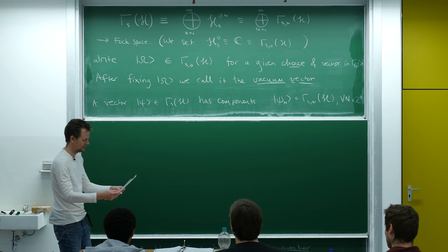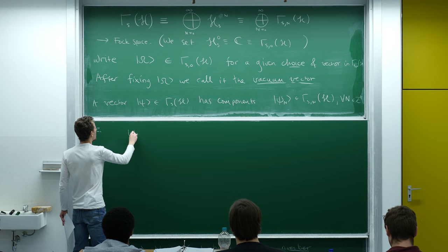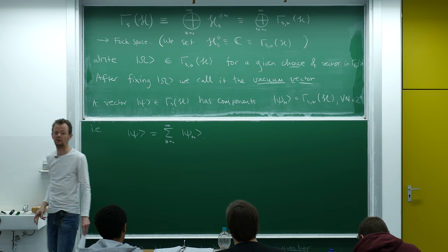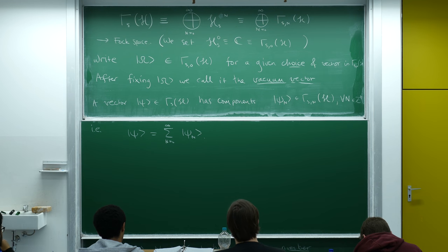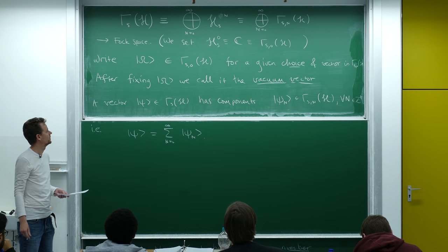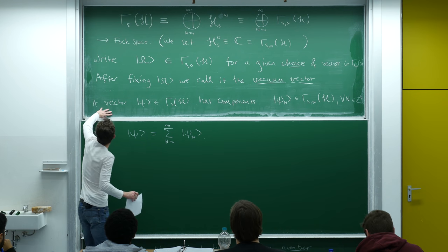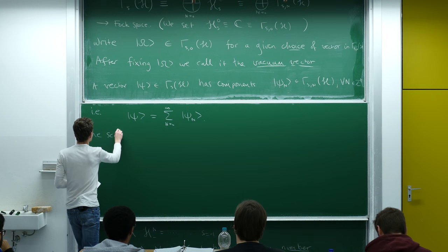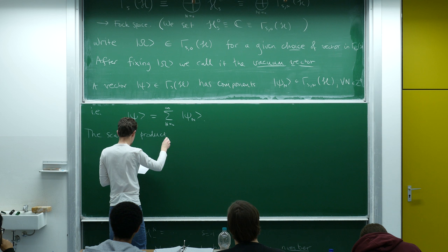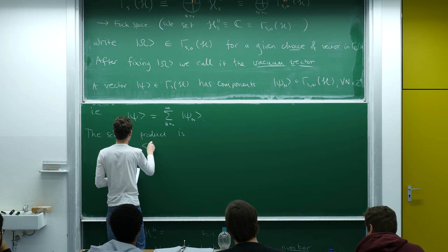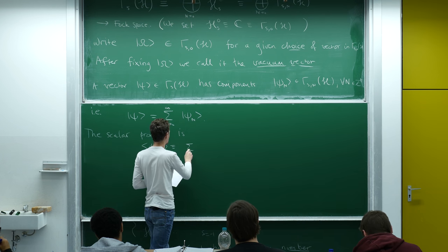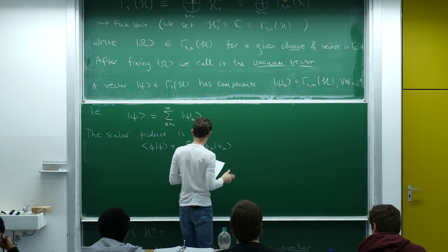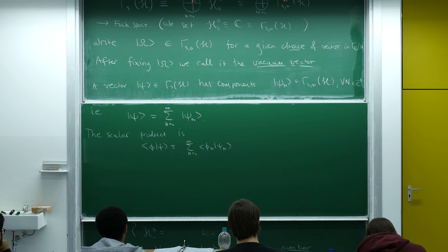Good, let's write out those components. Let's just write out the vector now. It's just another way of saying this vector has those components on these subspaces. Now the scalar product is determined already by the definition of the direct sum. I'll just explicitly write it out. We just use the scalar product that comes from the underlying subspaces.